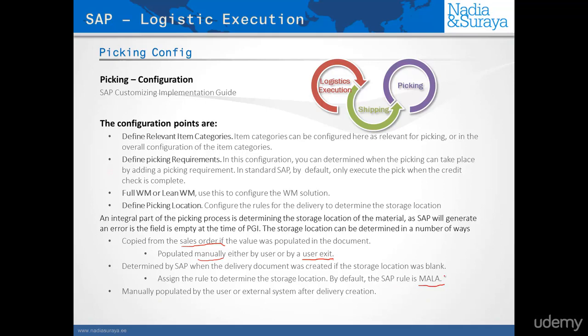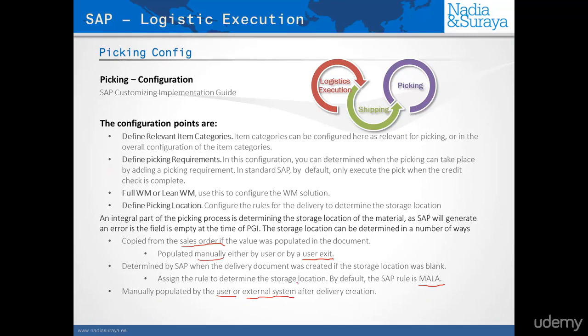If the sales order is blank, we'll see in a minute, the rule MALA, and that is a configuration rule that we assign. So that we say is when you create the sales order, go through the rule MALA to determine where the storage location is. And we'll have a look in detail at how this is done.